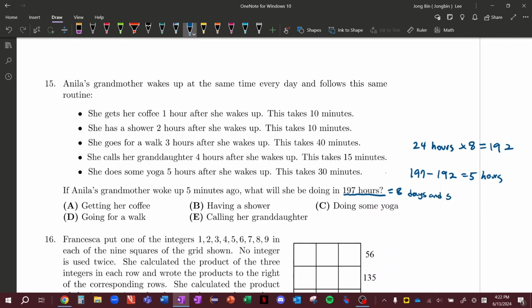and 5 hours. We don't need to worry about the 8 days because the grandma would be doing the same thing, and the only thing we're curious about is these 5 hours. So what will she be doing 5 hours after she woke up? She would be doing some yoga. Since it's 5 minutes ago, she would be 5 minutes into doing yoga. So our final answer would be doing some yoga, C.